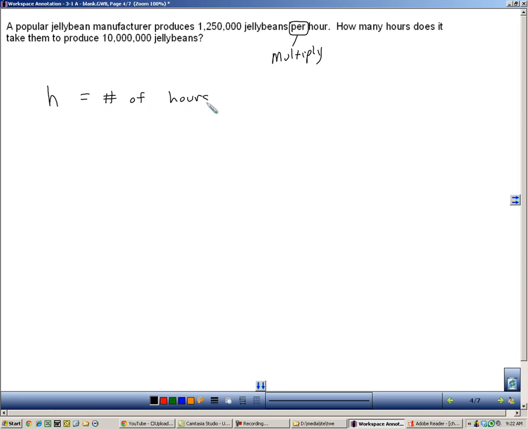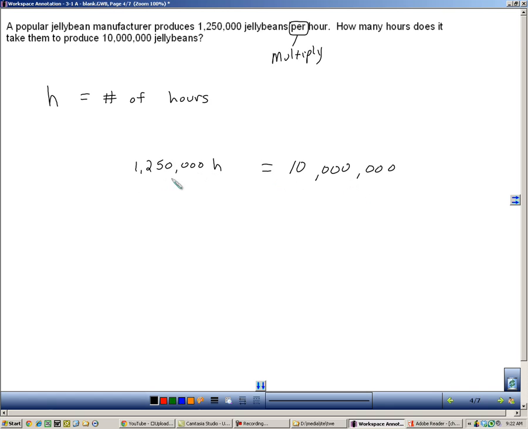This is part of our problem solving plan. We have to define a variable, and I've defined the variable h. Now, how many hours does it take to produce 10 million jelly beans? So I'm going to end up getting equal to 10 million. So I'm building my equation here. And I don't know how many hours, but I know that I can make 1,250,000 jelly beans per hour, so times the number of hours. And then I want to know how many hours it would take to get 10 million. So here's my equation that I set up.